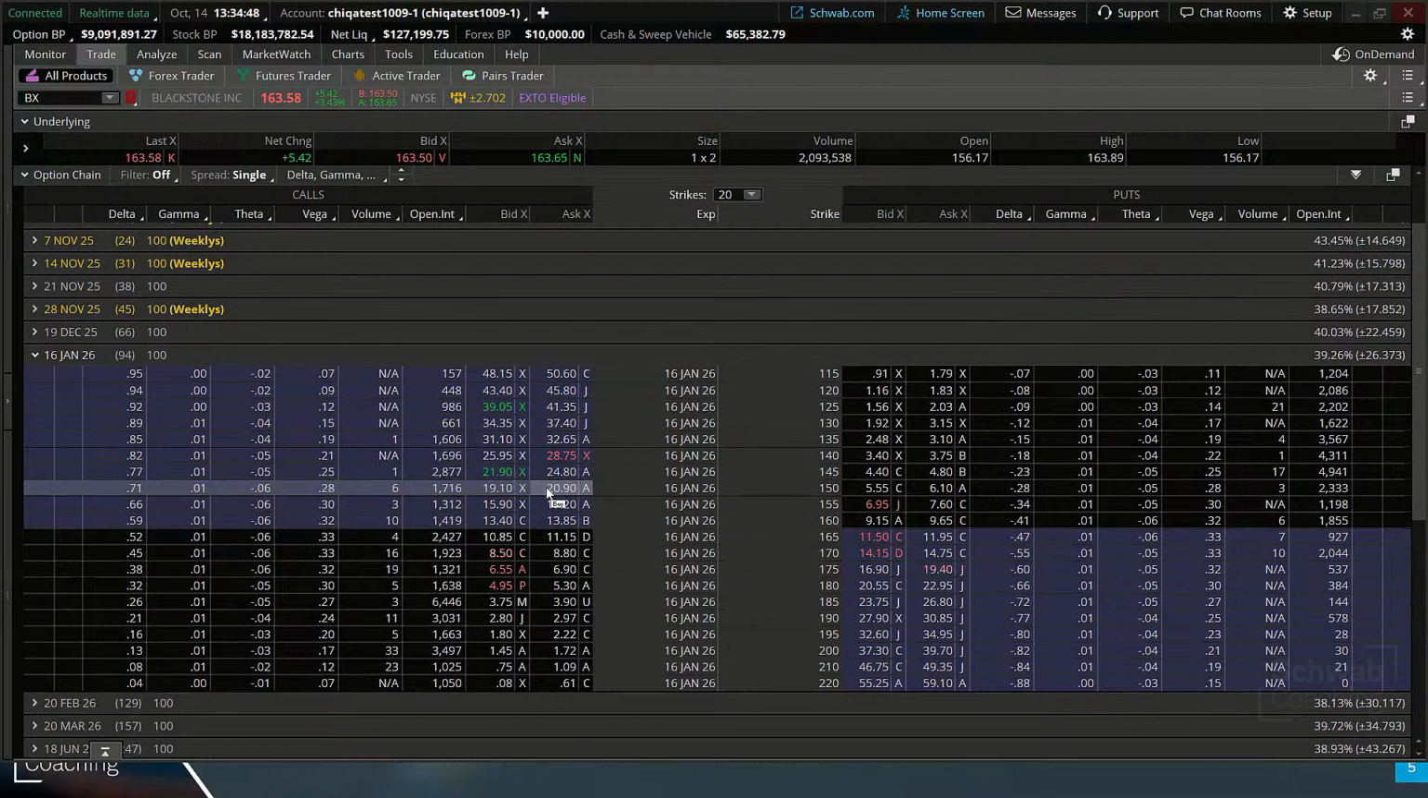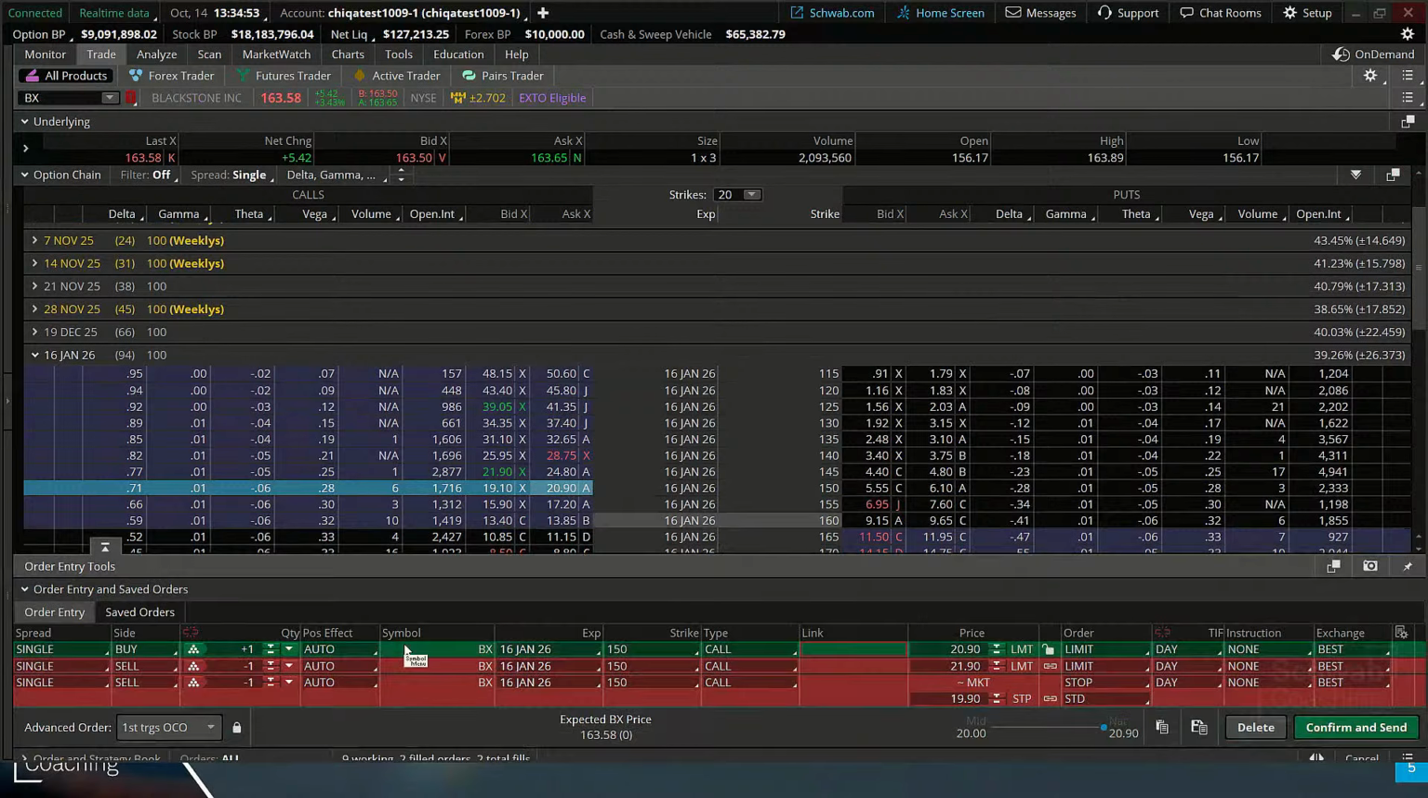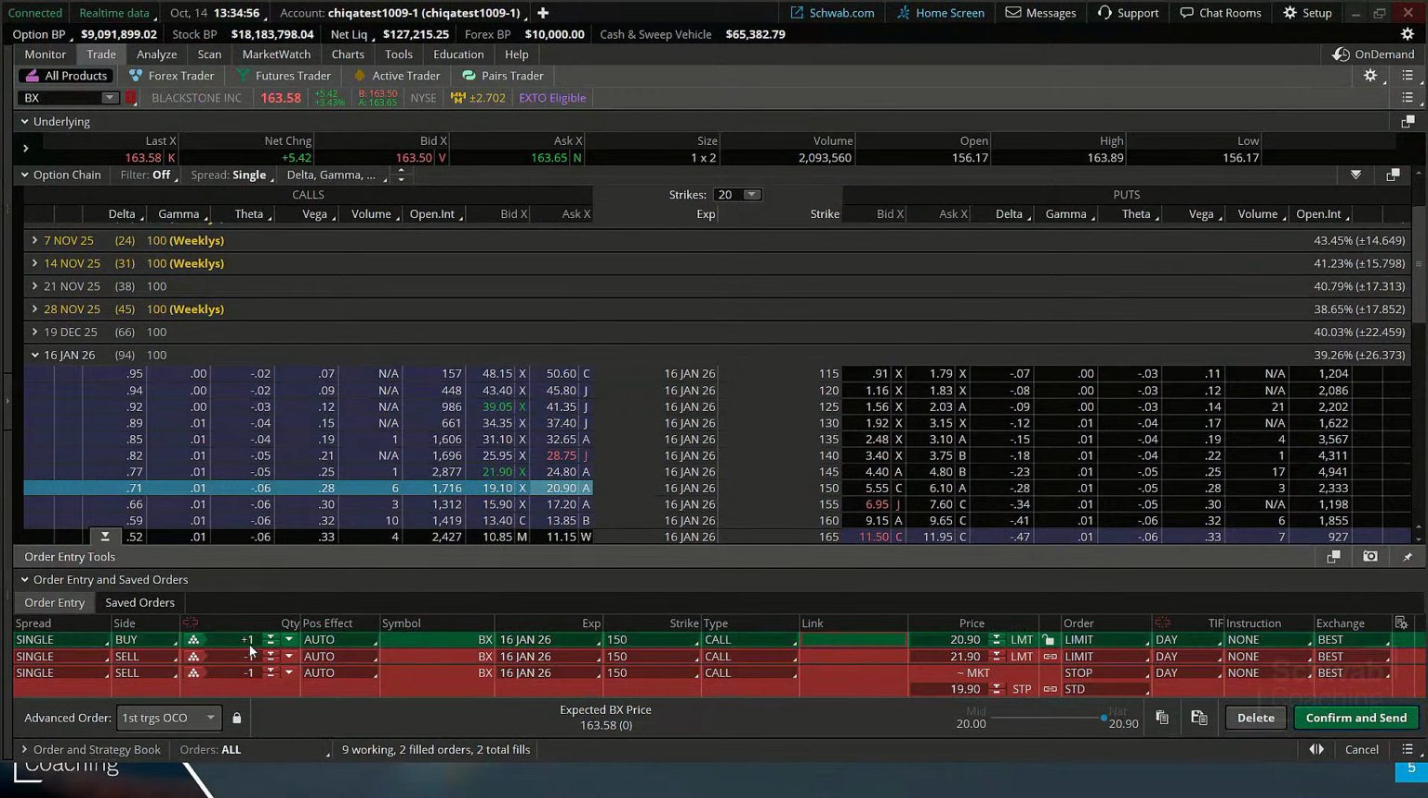And I'm going to use the same setup that we did for the last one. So I'm going to go to buy custom with OCO bracket. I am going to stay within my risk parameters of one contract. And let's just say we're going to start our price at the midpoint this time, since we have a spread of 1910 to 2090. And with our buying a call here, since we are bullish, we're going to take a, let's say, 100% profit. So let's put our price at $40 on the upside.